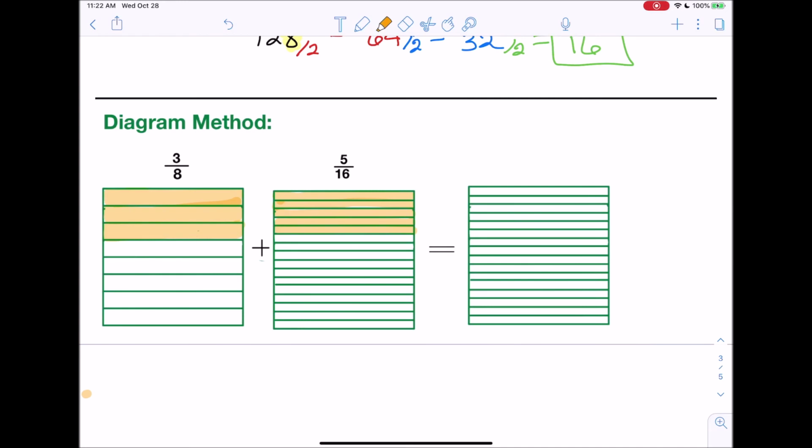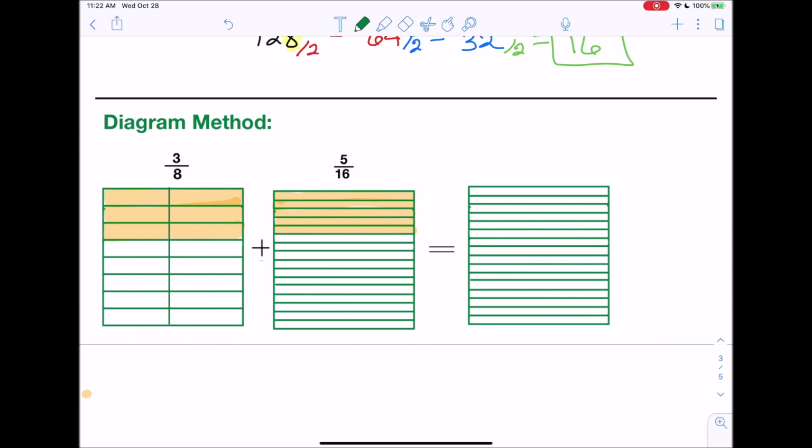So we first have to divide up our rectangles so they have the same number of parts. Once they have the same number of parts, then we know that each part is equal to each other. So let's go ahead and do that. All right, so the first rectangle has been divided into 8 parts. The second has been divided into 16. 16 parts is more than 8 parts, so I need to divide the 8 to make more parts, and we're going to keep dividing until both rectangles have the same number of parts.